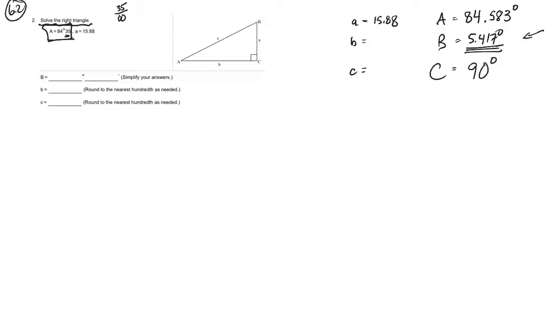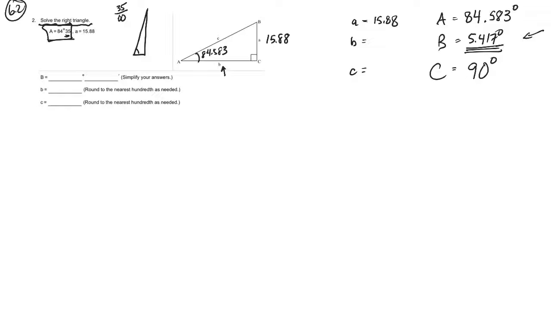And now I've got to figure out the sides. So let's plot things in here. So A, this side is 15.88, and this angle is 84.583. You can tell that the triangle is not drawn to scale. It should be more like that, where this angle is 84.583. But I think it'll do for what we need. All right, let's start with side B.